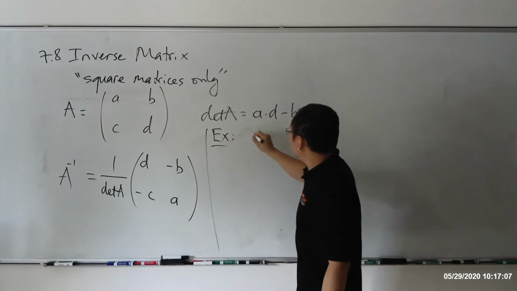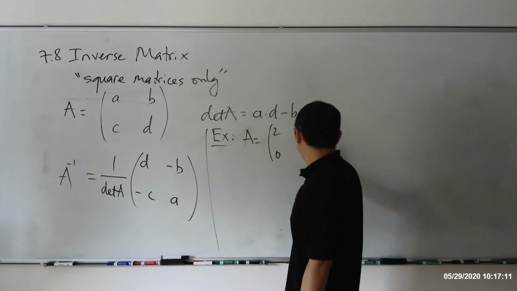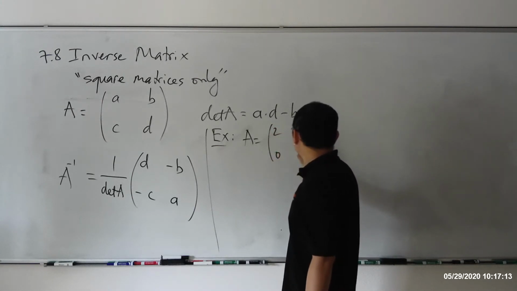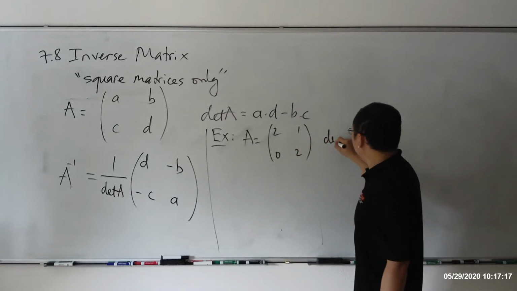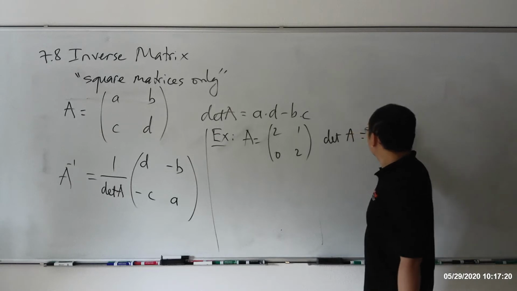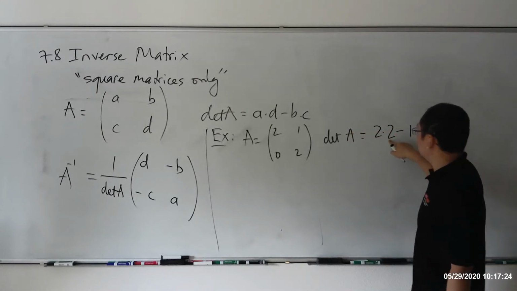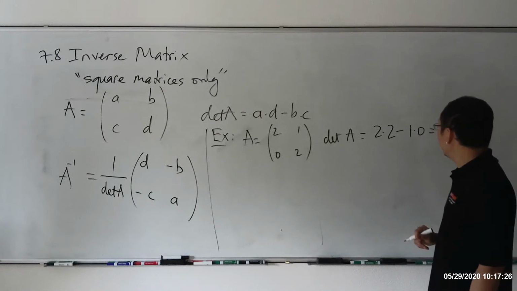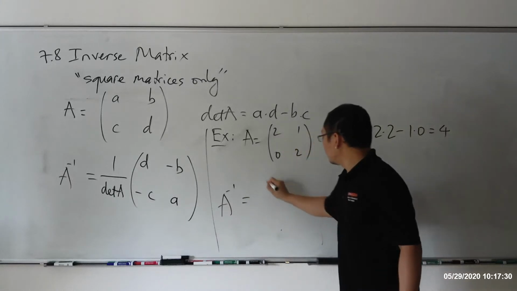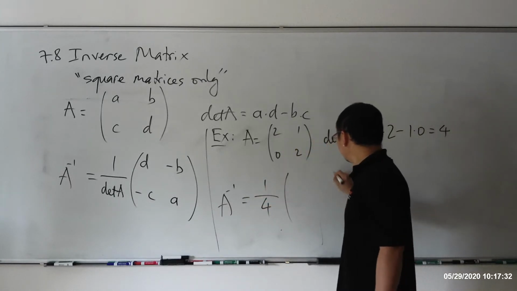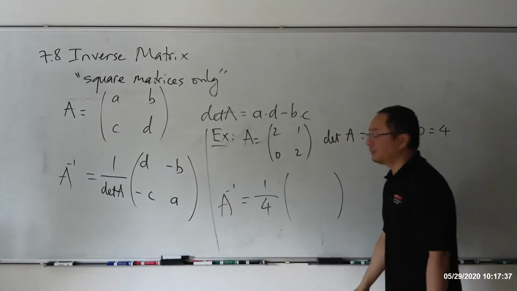Example. You have a matrix A equal to 2, 1, 0, 2. Alright? So determinant of A is 2 times 2 minus 1 times 0, which is equal to 4. 2 times 2 is 4, minus 0 is 4. Okay? Determinant of A is 4. So A inverse is calculated this way. So 1 over 4 in front. Okay? 1 over determinant of A is 1 over 4.